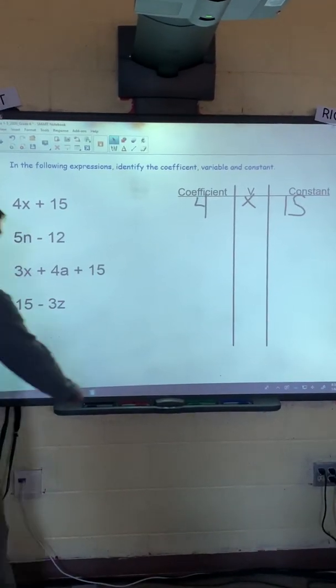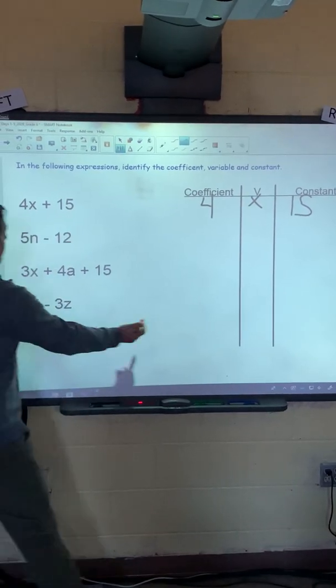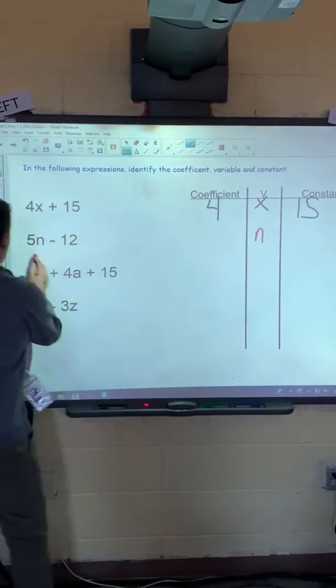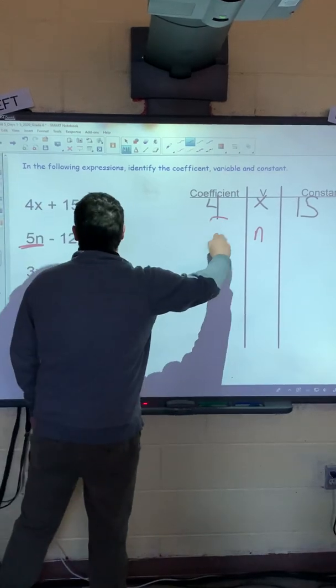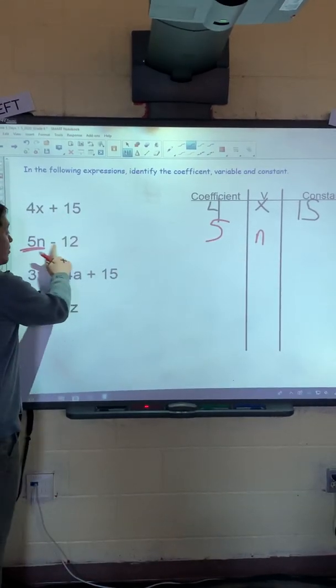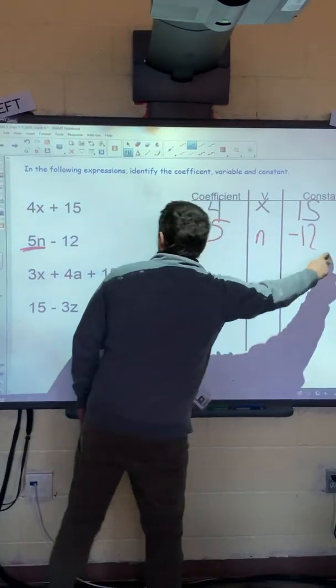Okay, in the second one, again, I'm going to identify my variable. The variable is n. The coefficient, what's with the variable, in this case, is a positive 5. And the constant is not just 12, it's a minus 12 or negative 12.